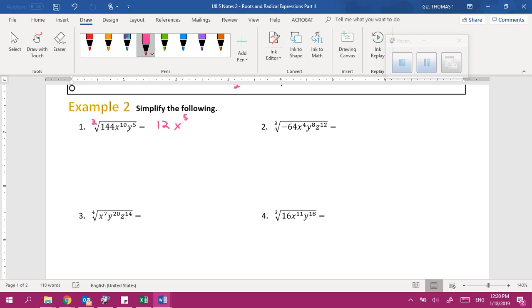So what's it going to be? x to the 5th, right. Now does 2 divide into 5 evenly? No, so if you want to see it clearly, look, 5 divided by 2, how many times does it go in? 2. 2 times 2 is 4, so the remainder is 1. So on the outside it's going to be what?